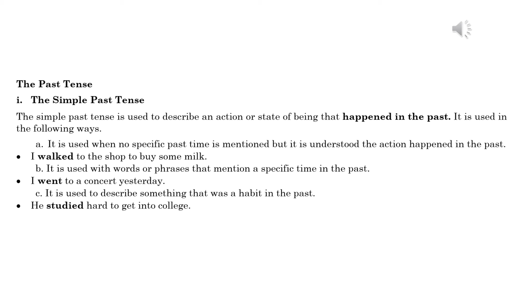B. It is used with words and phrases that mention a specific time in the past. I went to a concert yesterday. C. It is used to describe something that was a habit in the past. He studied hard to get into college.